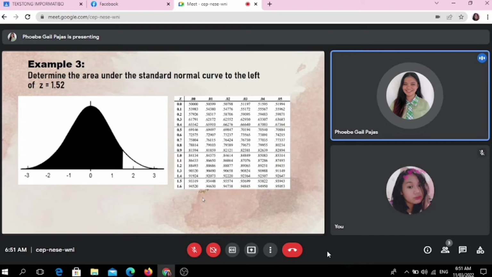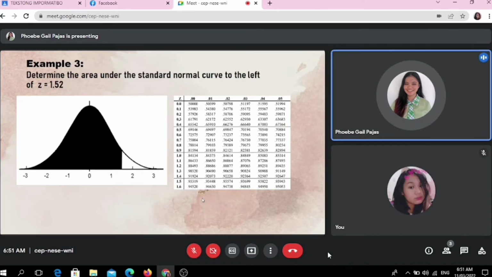Another example, determine the area under the standard normal curve to the left of z equals 1.52. So, we have here a whole number which is 1 and the first decimal place is 5. So, we will look here. So, may 1.5 dito. Then, since yung 2 yung last digit, we will align it to 2. Then, we will align the 2 to 1.5.